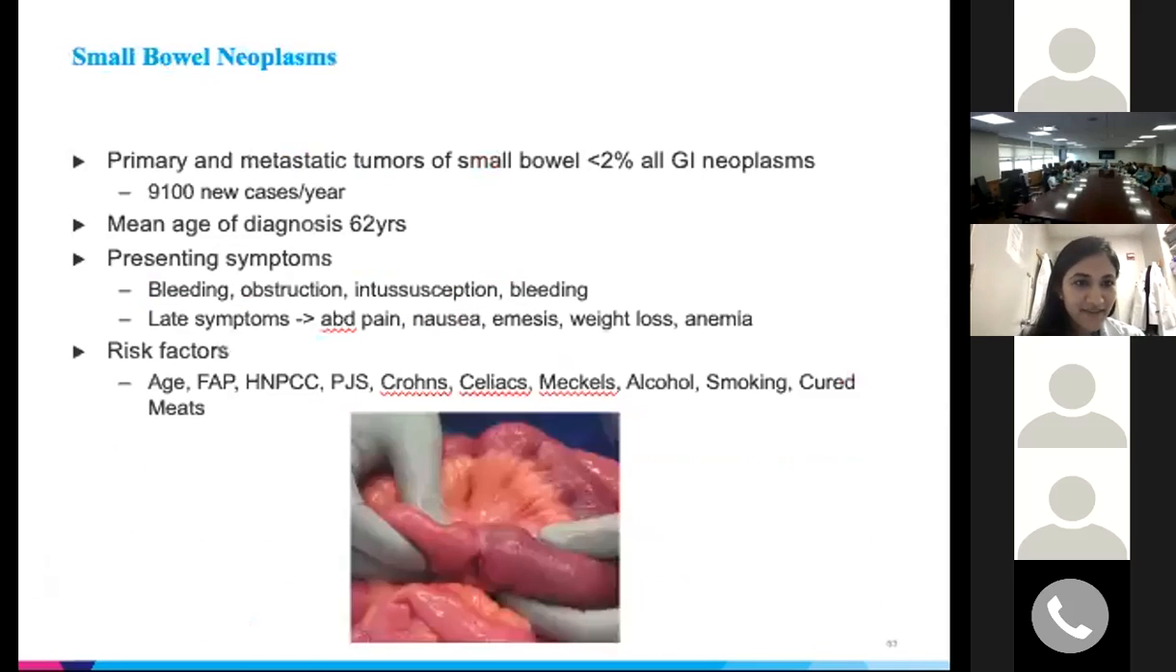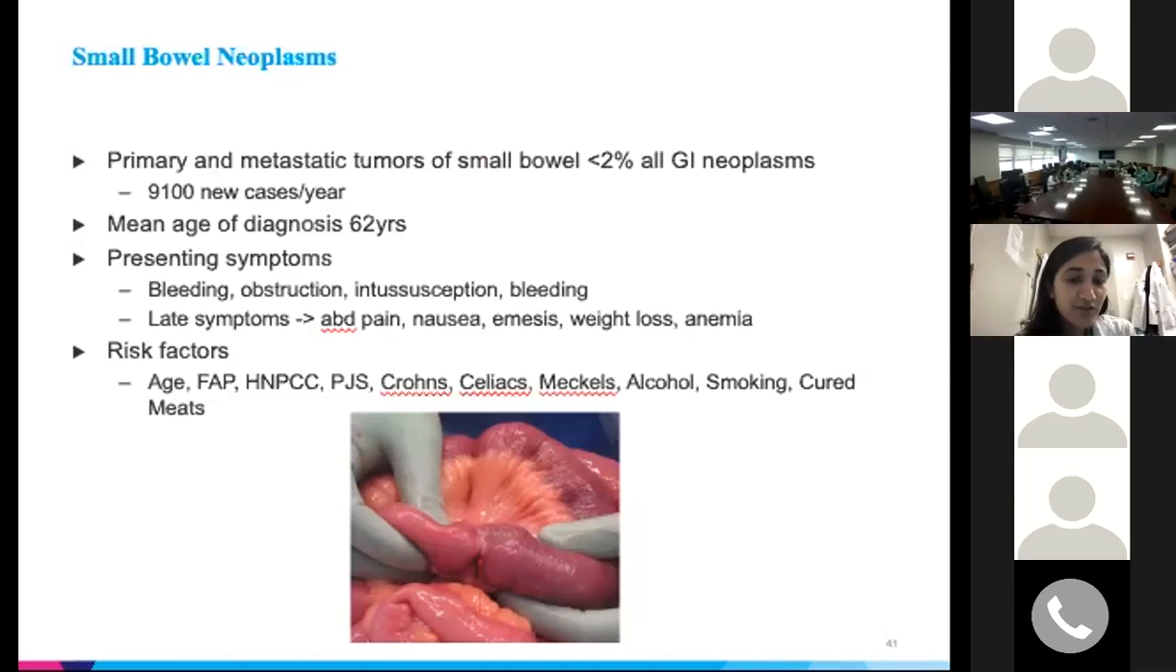Okay. So moving on to some of the main small bowel topics that we want to cover this year in the year 2 curriculum. So small bowel neoplasms are fairly rare. They are primary and metastatic tumors of the small bowel and make up less than 2% of all GI neoplasms. Approximately 9,100 new cases per year.